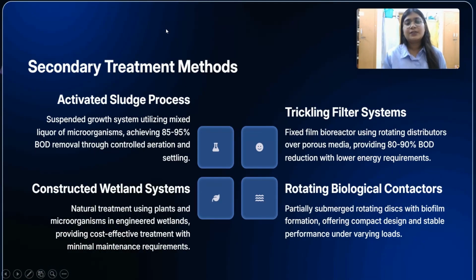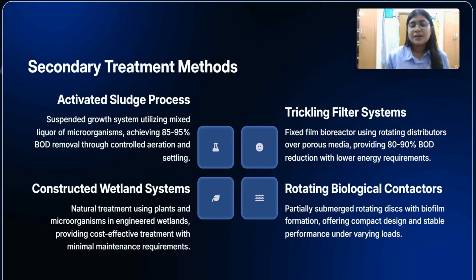In secondary treatment methods, there are four methods: activated sludge process, constructed wetland system, trickling filter system and rotating biological contactors. The activated sludge process is a suspended growth system that utilizes mixed liquor of microorganisms, achieving 85 to 95% BOD removal through controlled aeration and settling. With the help of aeration and settling, we achieve 85 to 95% biochemical oxygen demand removal.